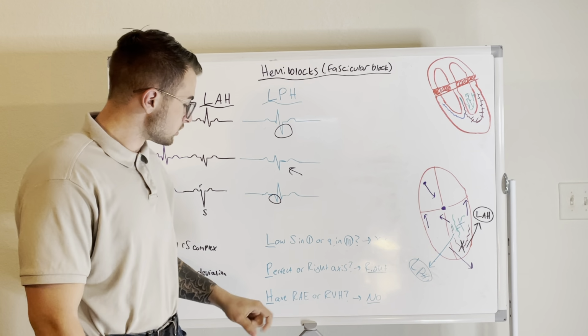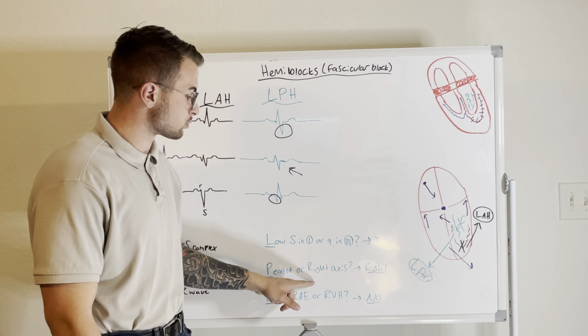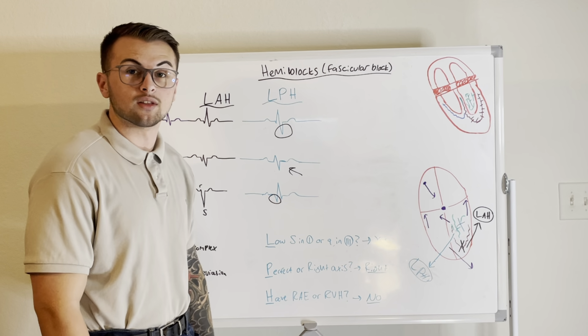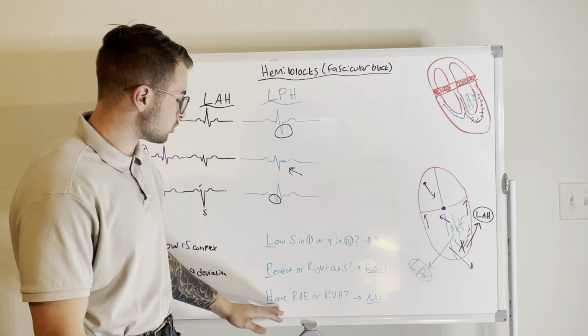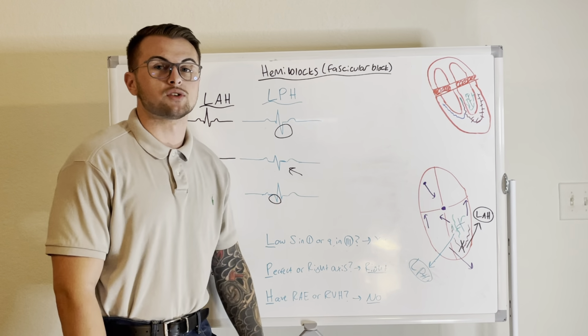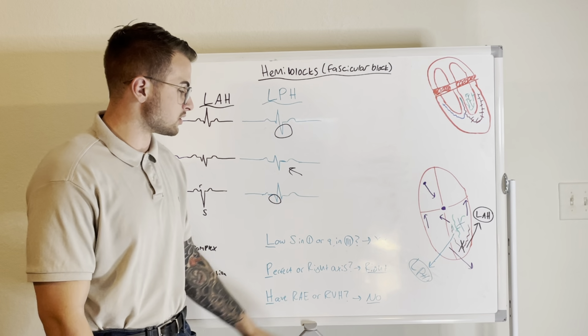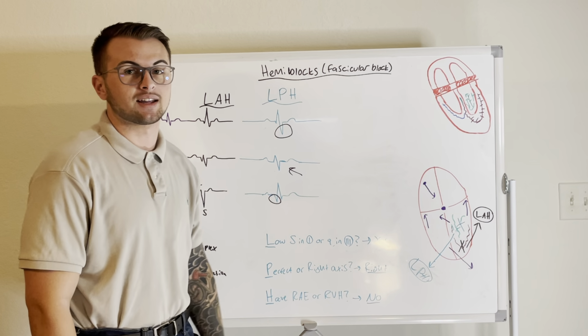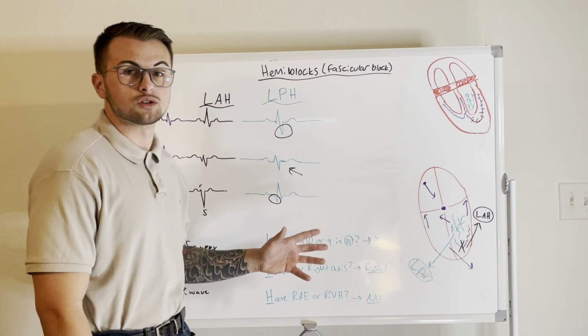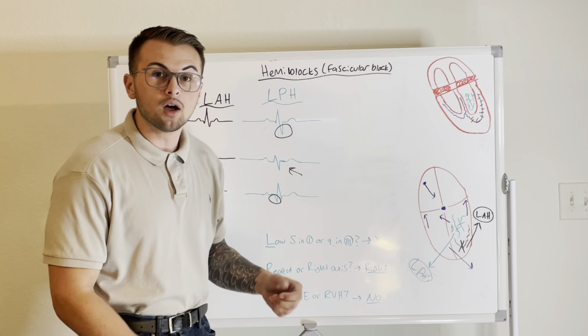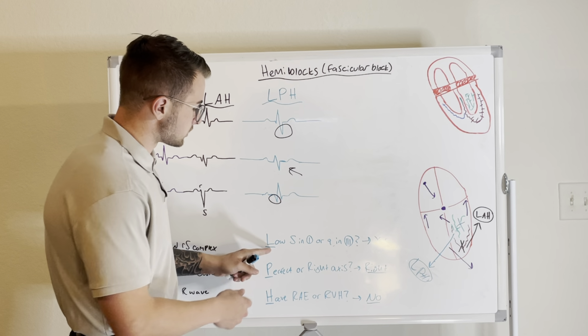Okay, yes. So do we have a perfect or right axis? Well, if we have a right, then it's going to symbolize that, well, maybe we have an LPH. And lastly, do we have right atrial enlargement or right ventricular hypertrophy? So if we have either of these two, then it means that we cannot diagnose LPH. So let's break that down. We know this is a diagnosis of exclusion. It's pretty rare to see on the EKG, but how do we diagnose LPH?